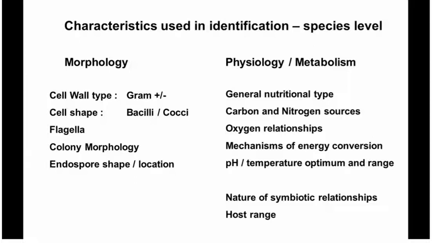Whether they form endospores. If they form endospores, what's the location? What does the colony look like? Whether they have flagella or whether they don't. How are the flagella disposed or organized around the bacterium? So all of these are what you could call morphological characteristics.